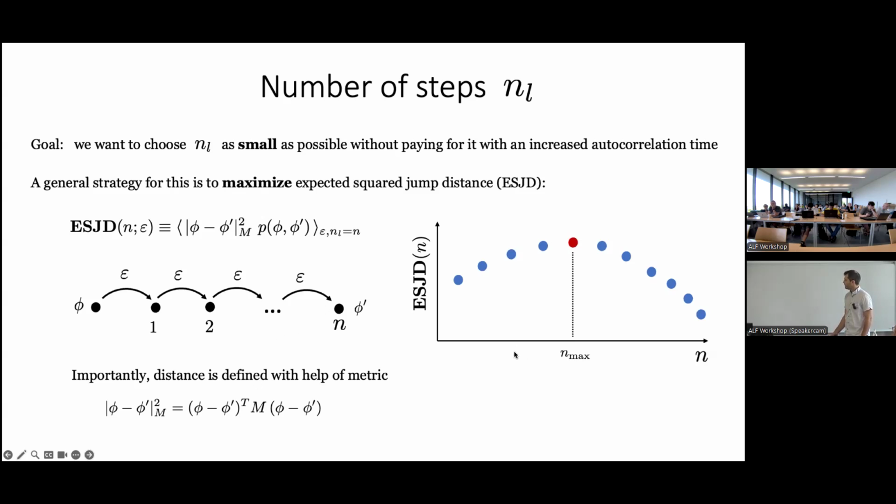Importantly, remember that the distance here is defined with respect to the metric. That's why this M is called a metric. It warps your space and it keeps track of distances. So you need to remember to include it in the definition of distance.